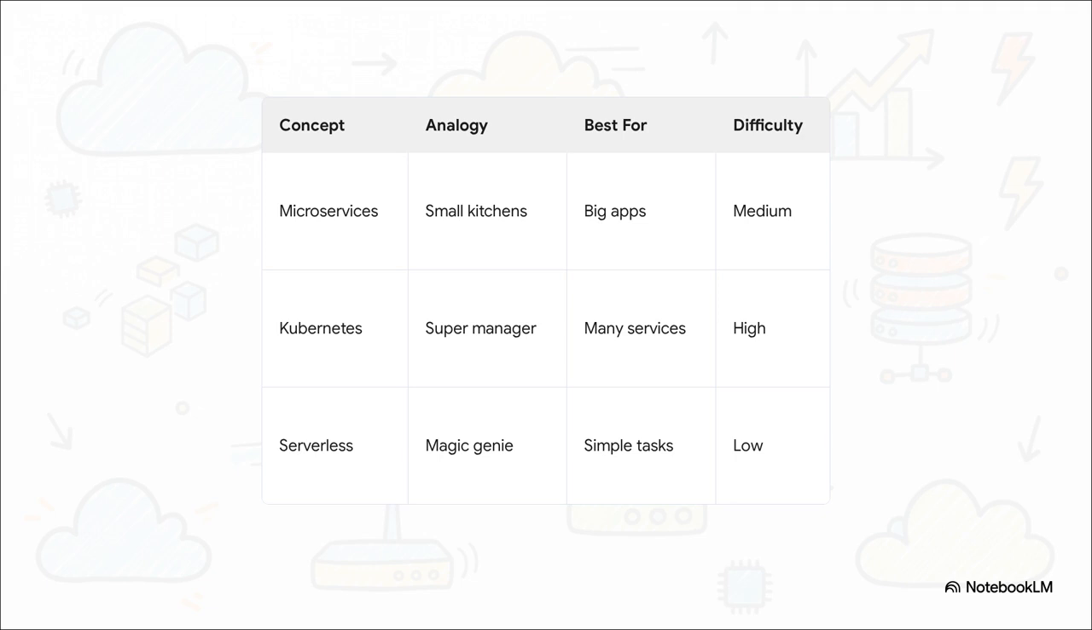Now add Kubernetes to the mix, and it's like you've hired a super manager to organize all those chefs. It's incredibly powerful, but highly complex. But serverless? With serverless, you don't even own the kitchen. You just order the food, a magic genie cooks it instantly, and poof, the kitchen completely disappears. It is perfectly designed for simple tasks and has a super low barrier to entry.